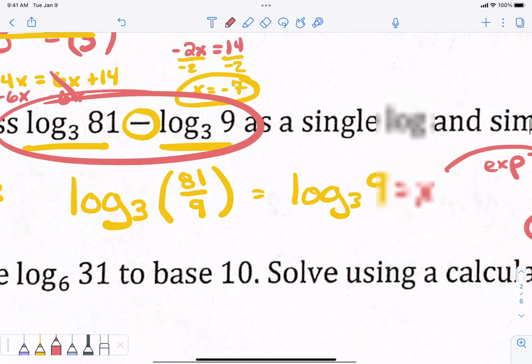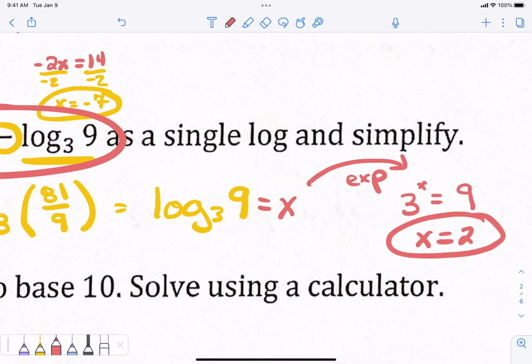But then they say simplify that. So they want us to actually find what is log base 3 of 9. So we say, okay, let's set it equal to x, right? But then if we switch it around and make it an exponential function, we say 3 to the x power equals 9, right? Okay, then what does x have to be? 3 to the second power is 9, right? Like 3 squared is 9. That's what x would have to be. That make sense?